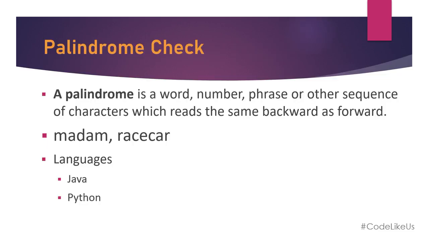A palindrome is a character sequence or letter sequence or number sequence which reads the same backward as the forward. So for example, let's say MADAM. The forward is MADAM, backward is MADAM, the same sequence from the forward and the backward. Race car is also the same. So let's check how we can check whether a given word or string is a palindrome with Java and Python.